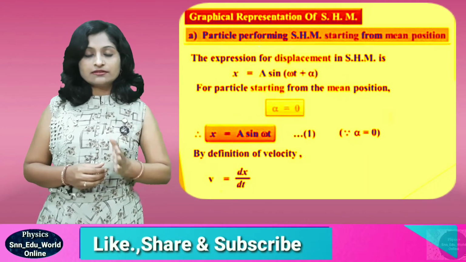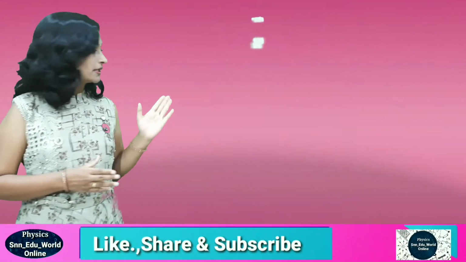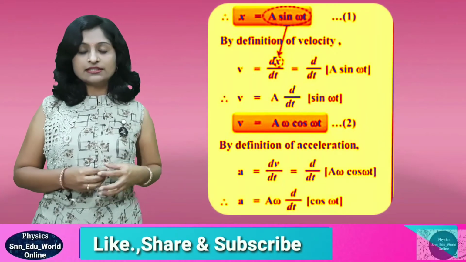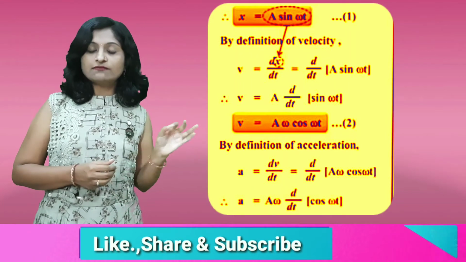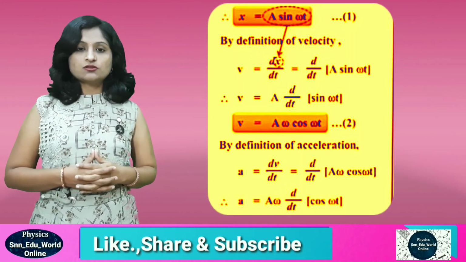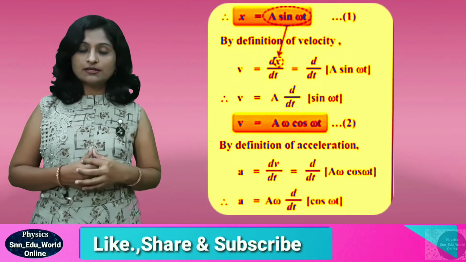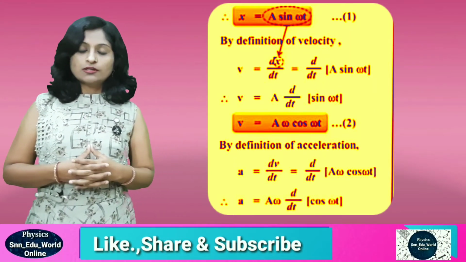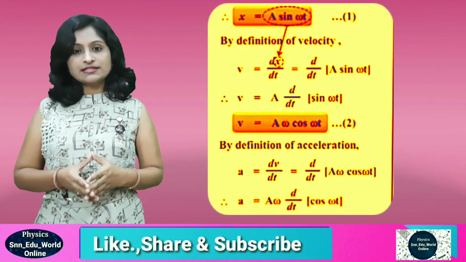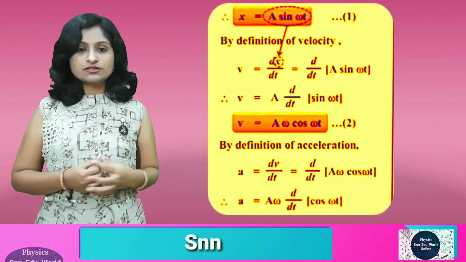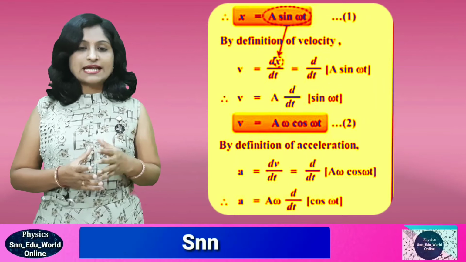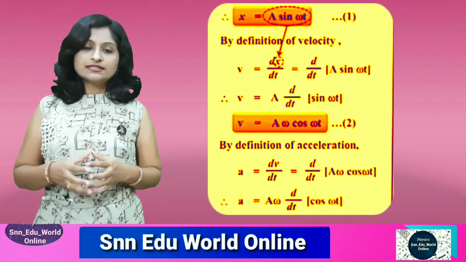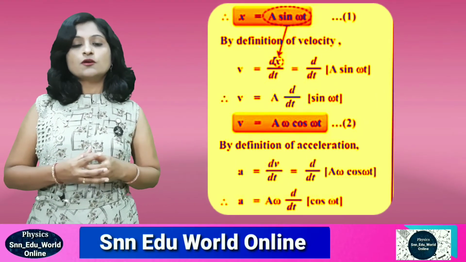As we take the derivative of the displacement, we will get the velocity. So take dx by dt, then we will get the velocity. So v equals dx by dt. Now what is x? a sin omega t. Now a is constant, so it will not get differentiated. The derivative of sin omega t will be cos omega t.